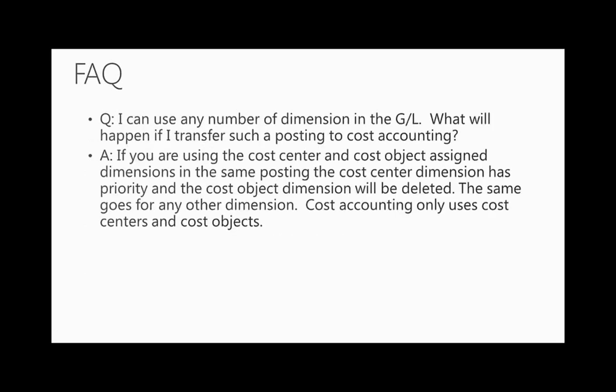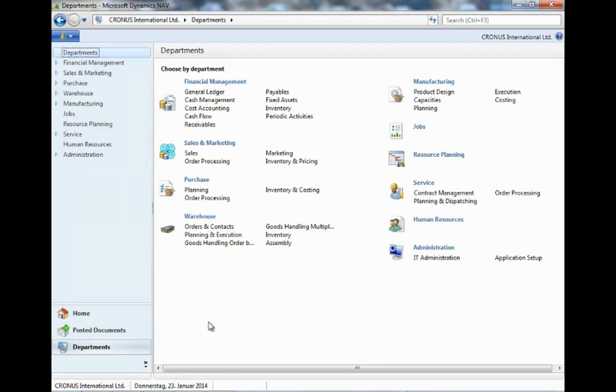And as we said before, only cost centers and cost objects will be transferred from GL to cost accounting. And if you use both dimensions in the general ledger, then only the cost center will be transferred. And if you use any number of dimensions in the general ledger, in cost accounting you will only have these two dimensions available. So that's it. I will start the application. You can follow along by using the script in the appendix in the workbook.